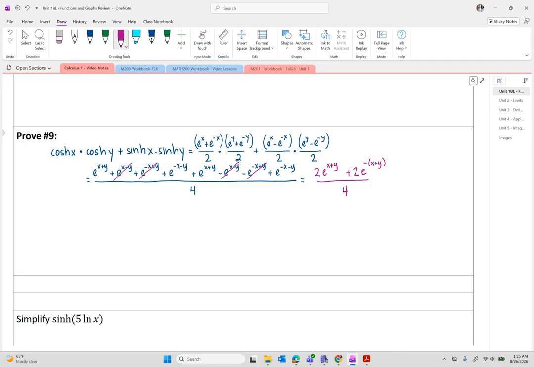So here I can factor out the 2 in the numerator, and it will simplify with the 4 in the denominator, and I will have 2 divided by 4 is equal to 1 divided by 2. So if you notice here, this is e to the x plus y plus e to the negative x plus y divided by 2, which is the formula for the hyperbolic cosine of the quantity x plus y. So we proved number 9 with the plus sign.